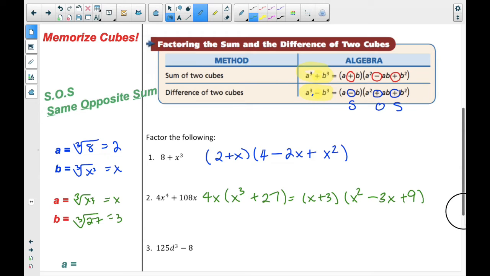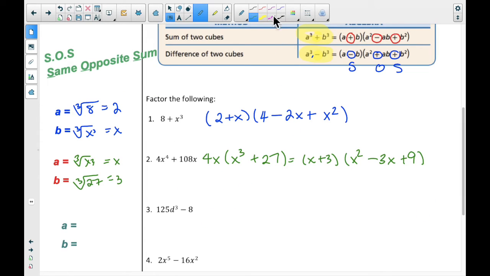Okay, let's go on to the next example. Now we have some minuses. Okay, well that's all right, we can do that. A here is the cube root of 125d to the third, which is just 5d. And the cube root of 8 is 2. Now notice I said 8 and not negative 8 because the sign is accounted for in our SOS rule. So don't worry about the sign of that. Just look at the 8 only. Okay, so I do not have any GCF, so I'm just going to go with what I have. And so that is going to be 5D.